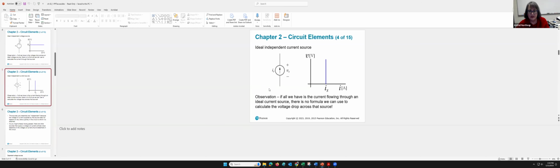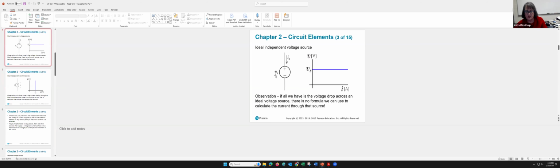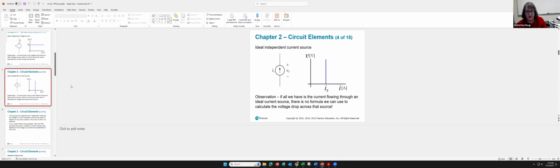Similarly, if you have an ideal independent current source, it is also indicated with a circle. However, in this particular case, you have an arrow instead of the plus and minus signs. So in other words, we're not talking about this, which is V sub S, or voltage, but here we're talking about an I sub S. So that's the difference. They're a little bit confusing because the picture is a circle in either case. So you have to look within the circle to see if we're talking about an independent current source or an independent voltage source.